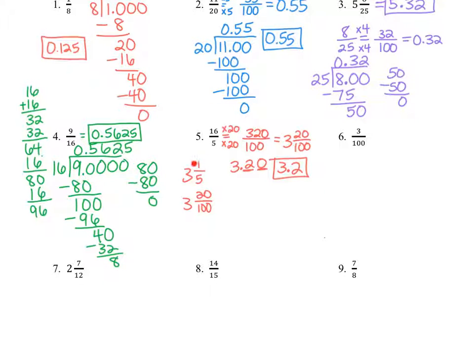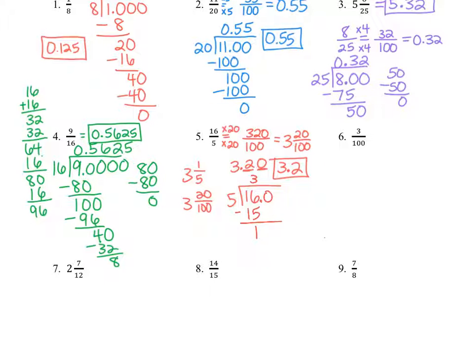Or you could have divided 1 divided by 5 using long division, or divided 16 divided by 5 using long division. I will show you dividing 16 divided by 5 with long division. So since my numerator is bigger than my denominator, I do expect it to be over 1, or at least 1. So 5 goes into 16 3 times. So minus 15 gives me 1.